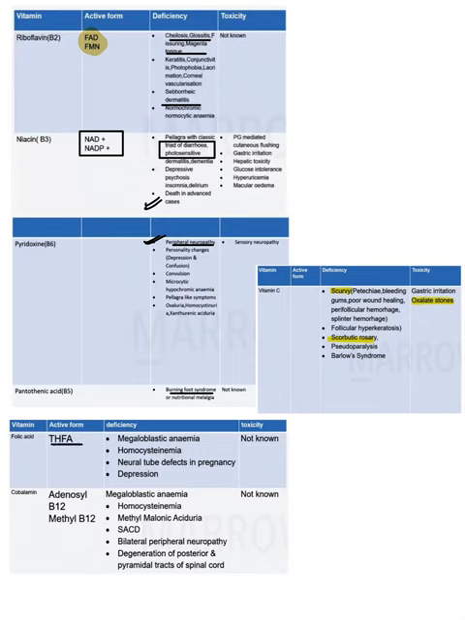Folic acid, active form is tetrahydrofolic acid. And folic acid is responsible for what? For the RBC maturation. It can cause megaloblastic anemia, homocysteinemia, and neural tube defects in pregnancy. So to prevent this, government has given free iron and folic acid tablets. Then you have cobalamin. So what is the active form? That is adenosyl vitamin B12. And it can again cause megaloblastic anemia, homocysteinemia, and SACD. What is SACD? That is subacute combined degeneration of the spinal cord.